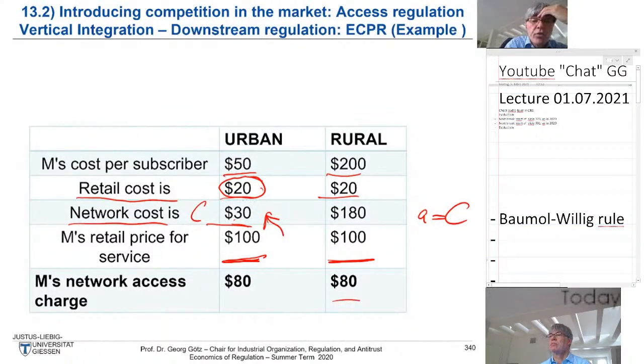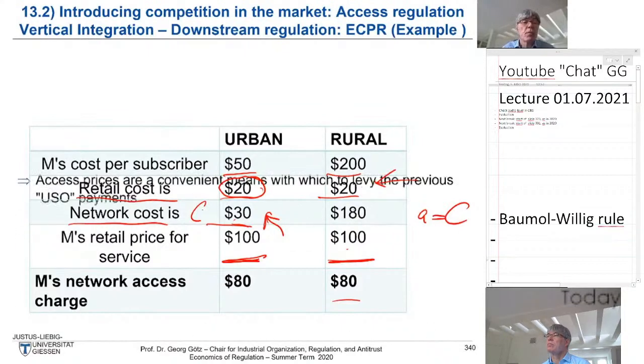Okay, you also get a network access charge of 80. Again, 100 minus this 20, okay? And of course here, write signal, because if you have some network, if you have retail costs which are lower than 20, you can enter, okay? If you don't have retail costs which are lower than 20, you cannot enter.